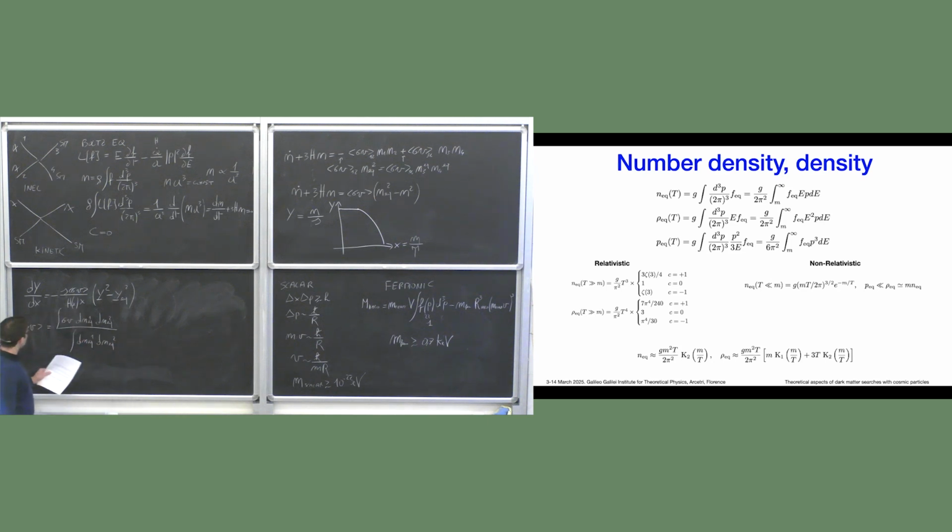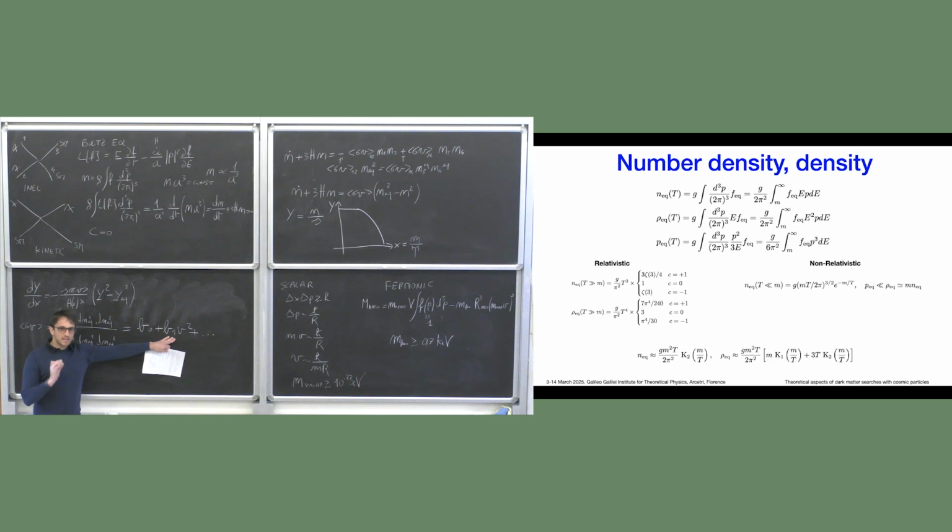And in particular, typically, this sigma v is written as an expansion in velocity. So this is typically written as b0 plus b1 v squared plus additional terms. So this term that does not depend on velocity is the S-wave part of the cross section. This one instead is the P-wave component.